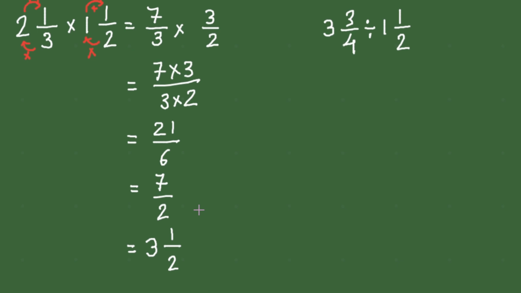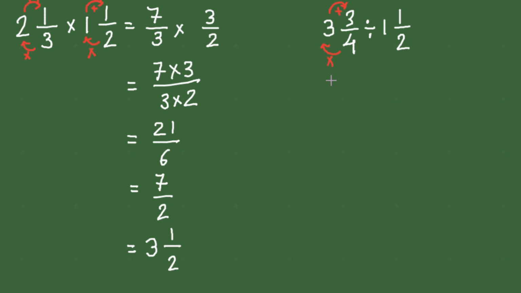Now, let us do this division problem. So, first we need to convert this mixed number into an improper fraction. So, we will multiply the denominator with the whole part of the mixed number, and in the answer we will add the numerator. So, 3 times 4 is 12. 12 plus 3 is 15.